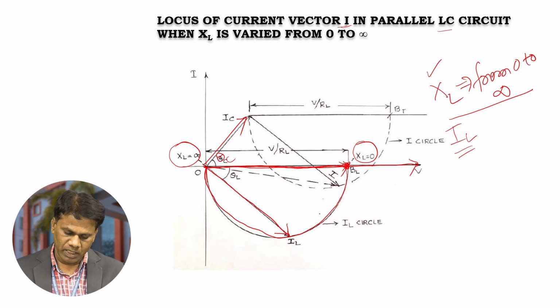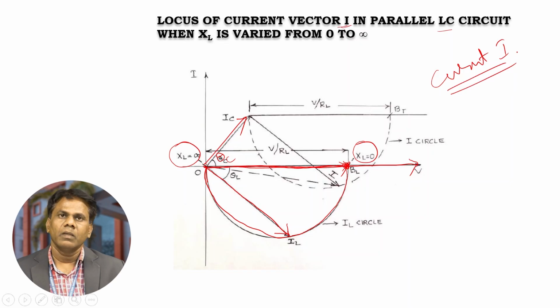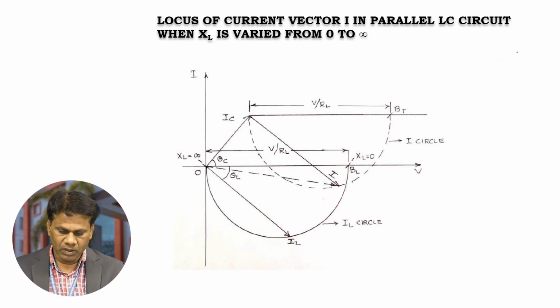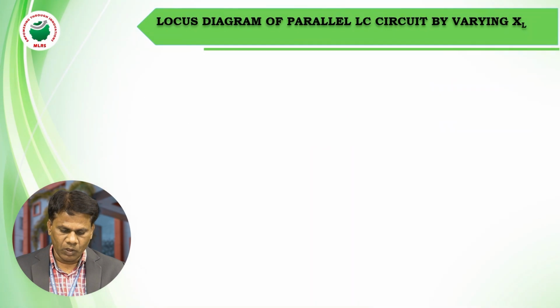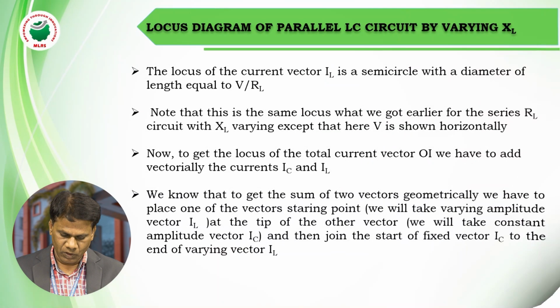So this is the locus diagram of IL. Now, how do we get a locus diagram for the total current I in the LC circuit? For the total current I, how do we get the locus diagram? For this, let us go to some points.